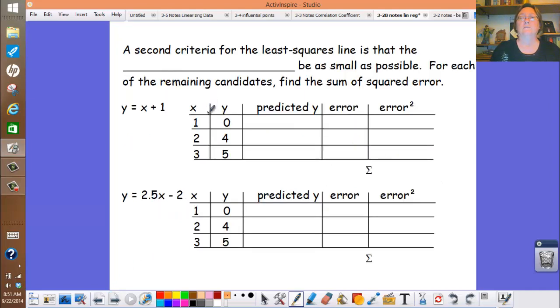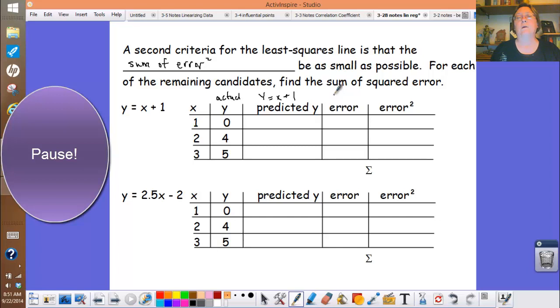That second criteria for the least squares line is that the sum of squared error be as small as possible. And I'd like us to take a look at each of the remaining lines that could be our best fit line and look at the sum of squared error. I'll show you what I intend to do. We've got the actual data set sitting here, so this is the actual y. We're going to predict a y using the equation that's shown to the left. So for this one it would be y equals x plus 1.